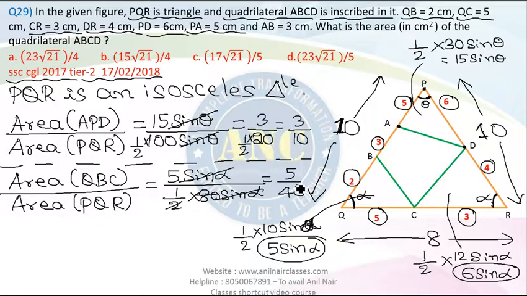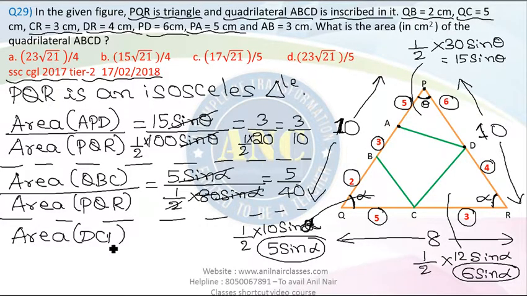5 by 40 is what I am getting, and the last pair, just like that, is the area of the smaller triangle DCR divided by the area of the bigger triangle PQR.